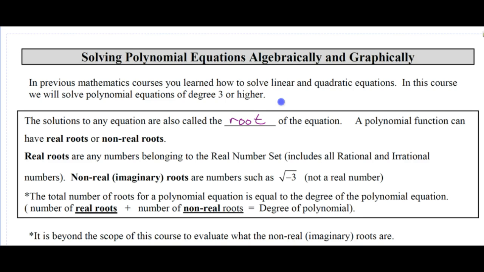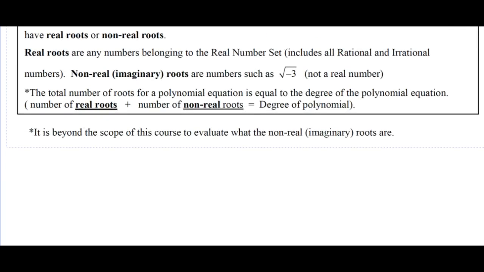The total number of roots for a polynomial equation is equal to the degree of the polynomial equation. So if it's the 5th degree, it has 5 roots made up of the number of real roots and the number of non-real roots. And that has to equal the degree of the polynomial. It is beyond the scope of this course to evaluate what the non-real roots are. So we won't be evaluating them, but we will say, oh, and there's 2 non-real roots, or something along those lines.